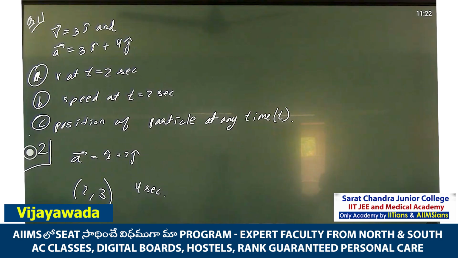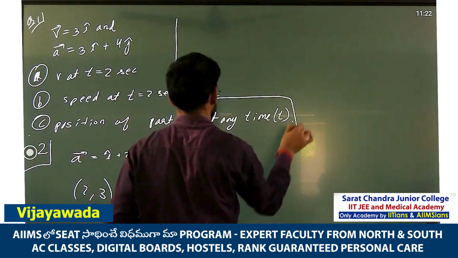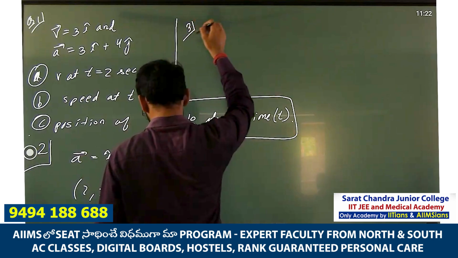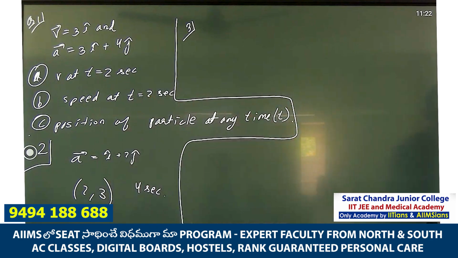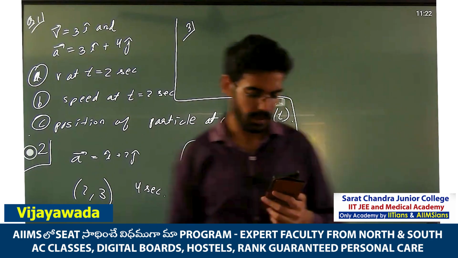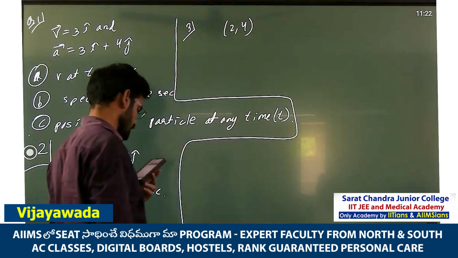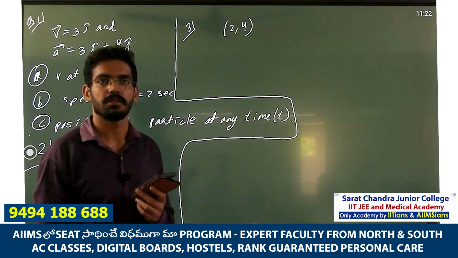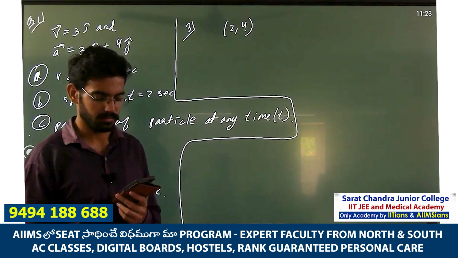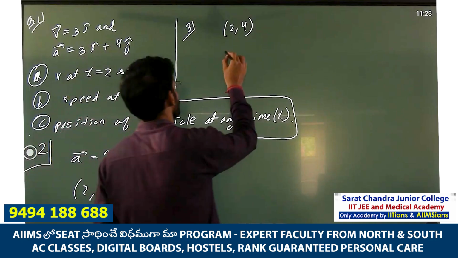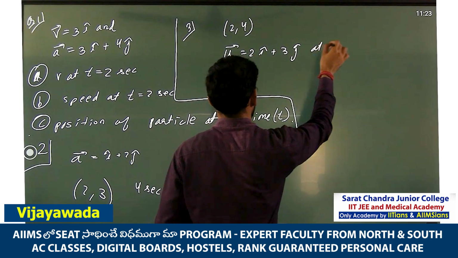Question number 3. A particle located at 2, 4 is moving with velocity u vector equals to 2 i cap plus 3 j cap at t equal to 0.